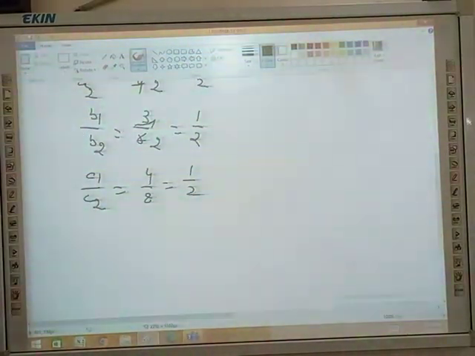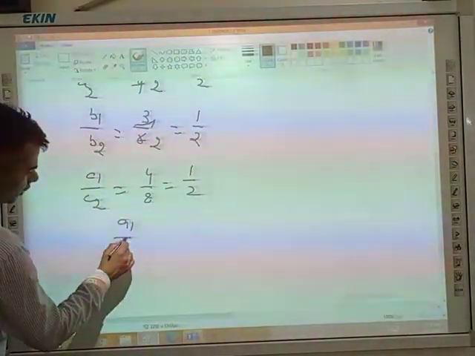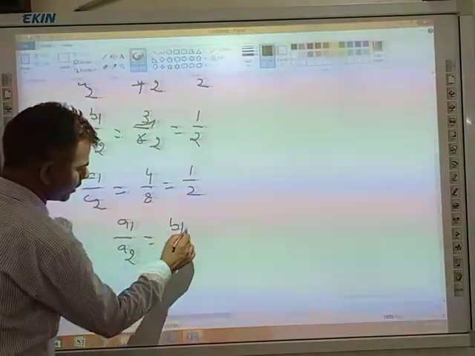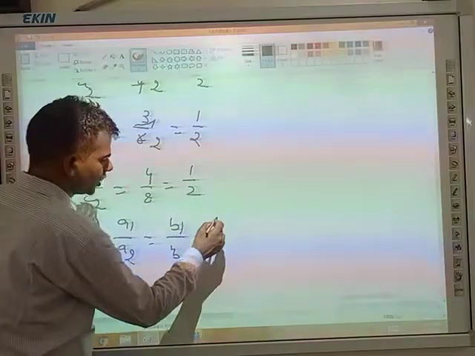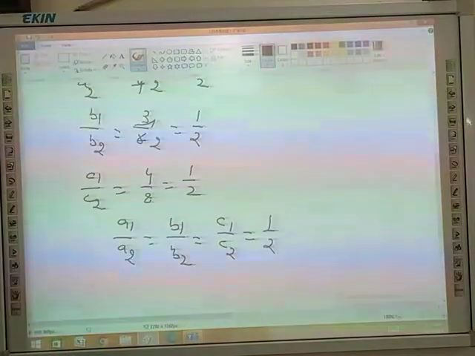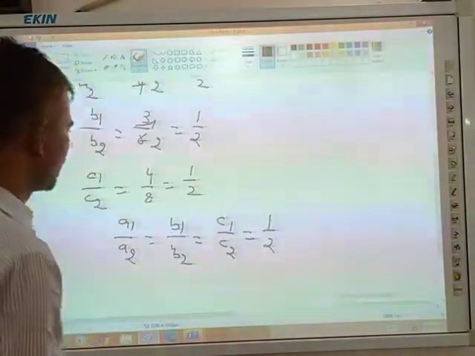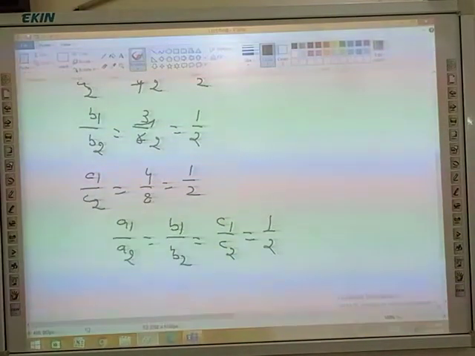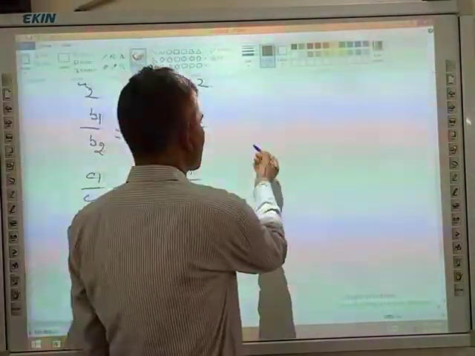Students, we are observing here that A1 by A2 is equal to B1 by B2 is equal to C1 by C2, that is equal to 1 by 2. It means all three ratios are equal. Now students, your graph will be, draw a graph in Cartesian plane.